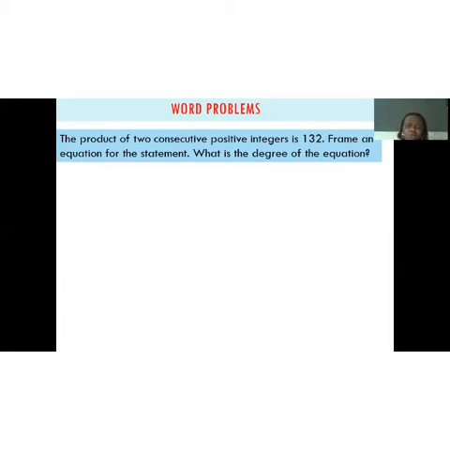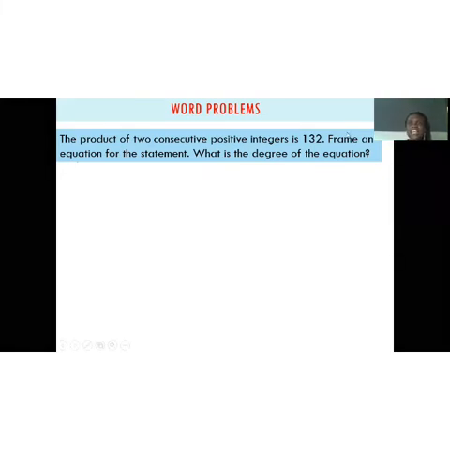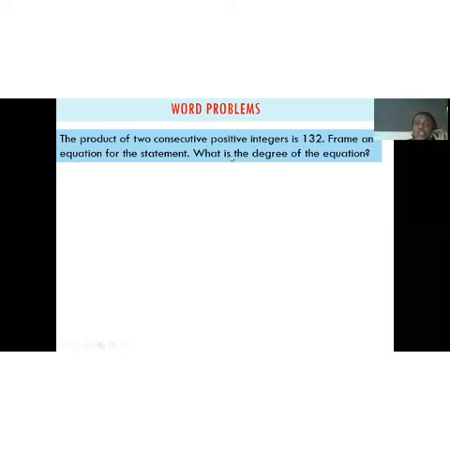Now, remember that they said consecutive integers and they are positive. I'll tell you why you need to take note of positive. Consecutive integers are integers that follow one another, for example, 2 and 3, 5 and 6, 8 and 9. I'm just dealing with positive ones, and I'm just giving examples.